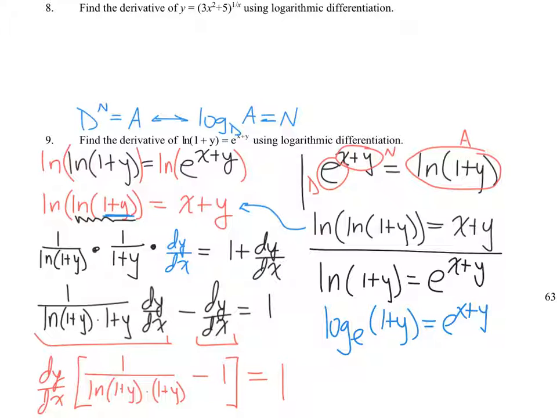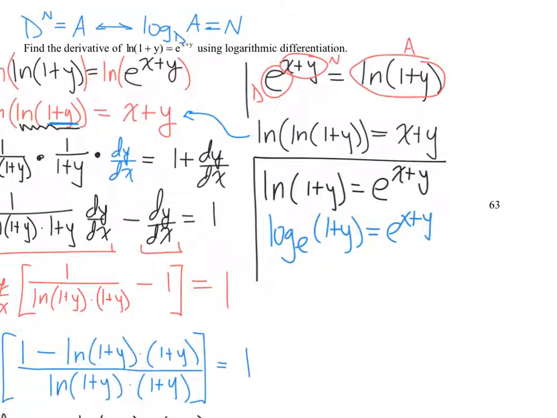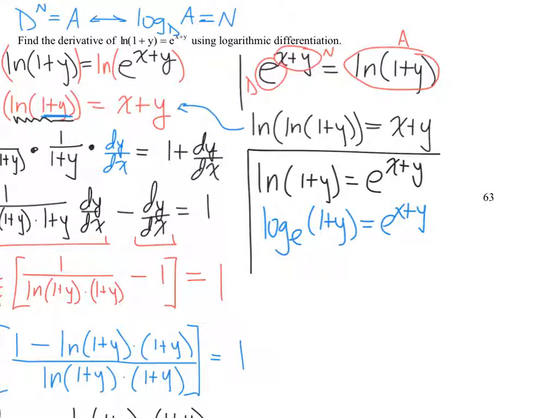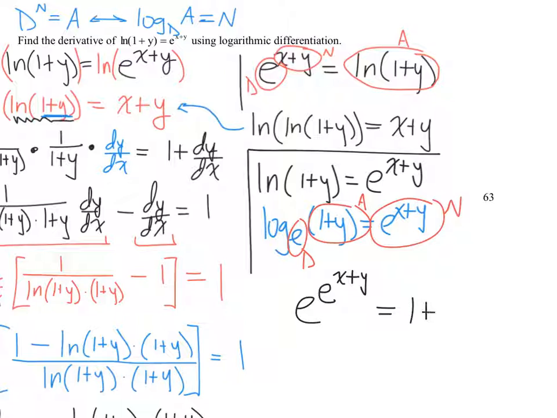And again, every stage of the game here, we're just trying to make a determination of, will this form make my life easier? If it does, then we go for it. If not, then we don't. All right, here, what I would be doing is converting into exponential form. Yeah, same idea. I have a d, an a, and an n. So I need d and a. So e to the x plus y equals 1 plus y.